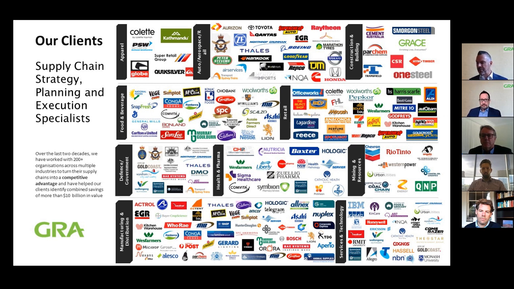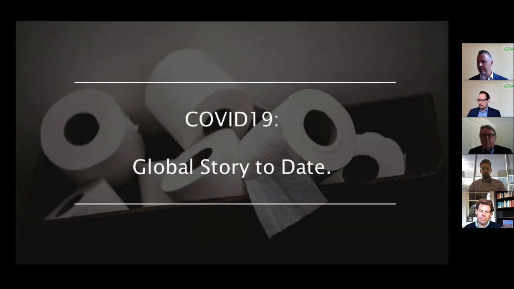All right, so if we look at the global story to date, it's an interesting one. I guess coronavirus cases globally are now well above 3 million, with more than 1 million in the United States alone. Some key themes that are coming out are resilience and efficiency.